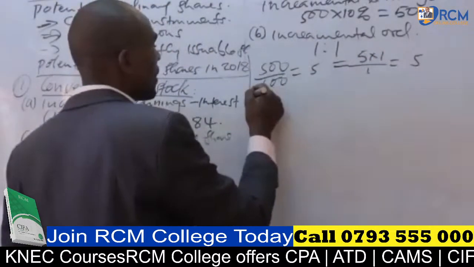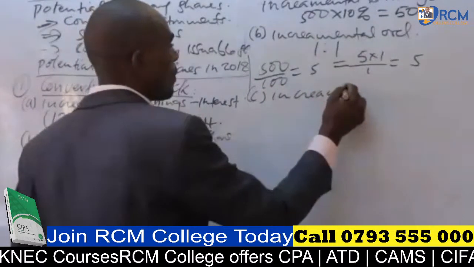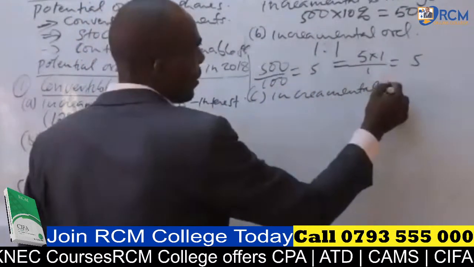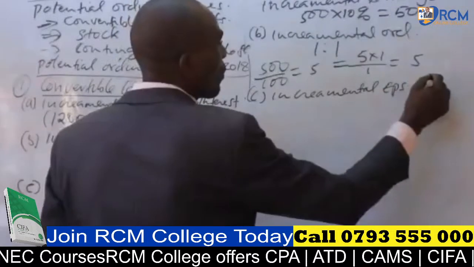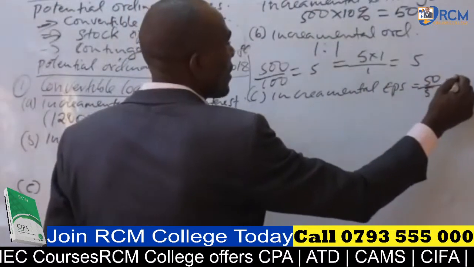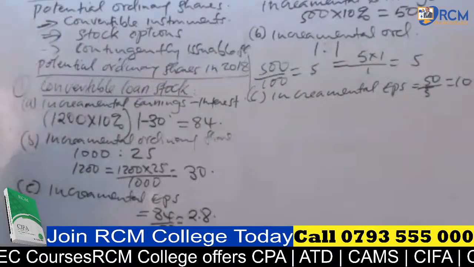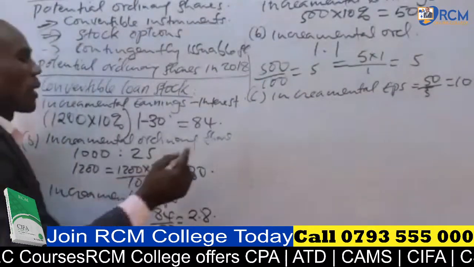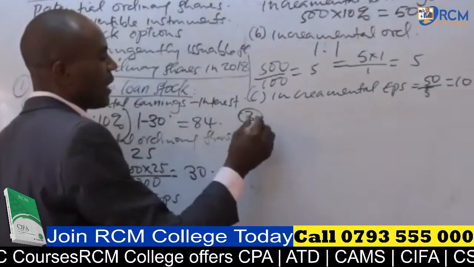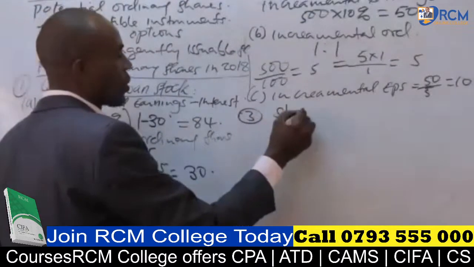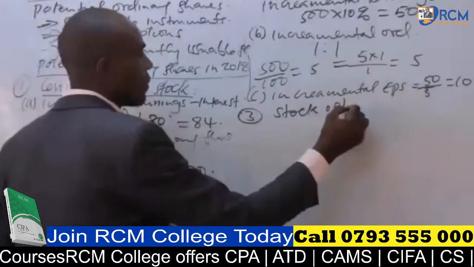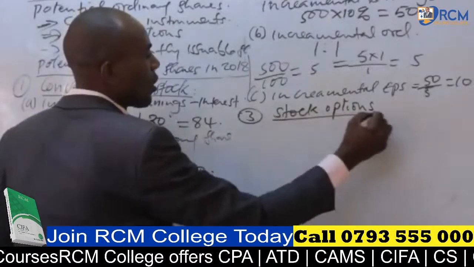Then number C, incremental EPS, which equals 50 divided by 5, which is 10. Incremental EPS is still 10. Then we go to number 3 now. Number 3, stock options.